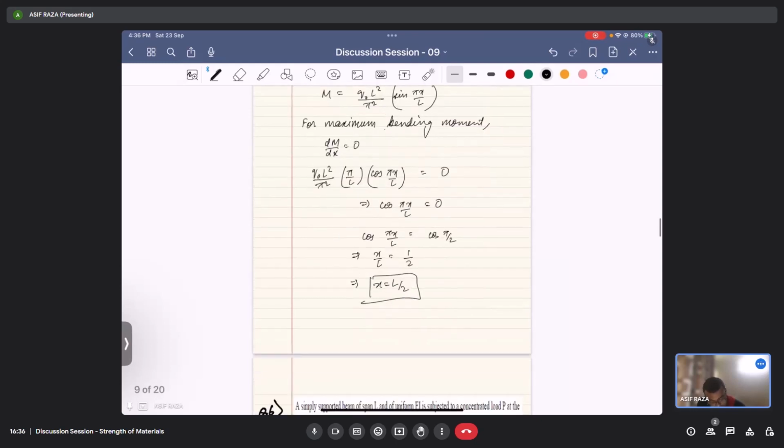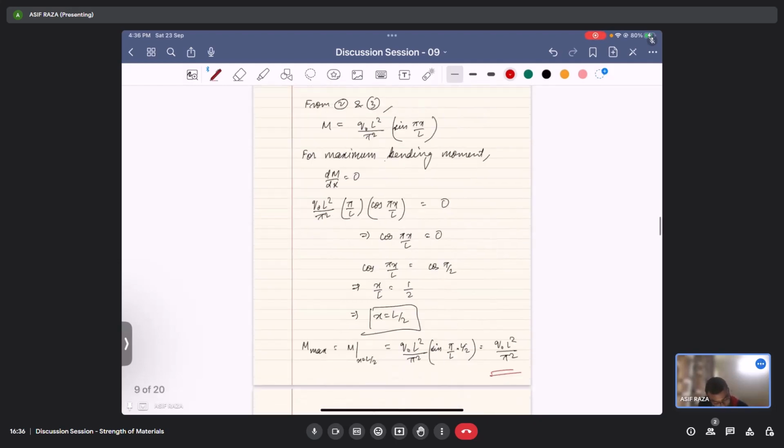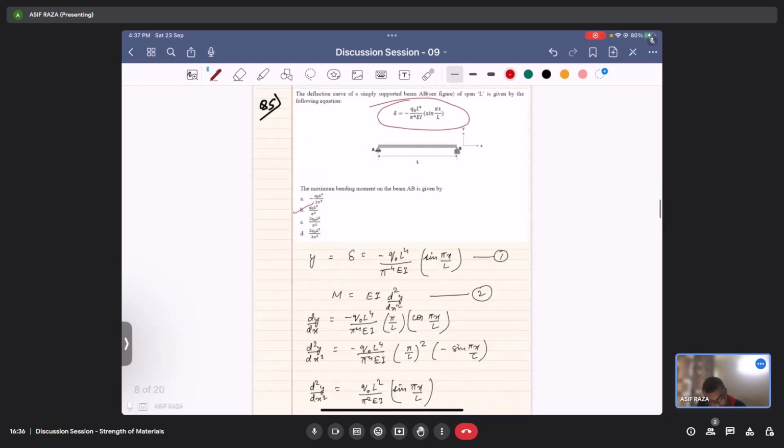Okay, so M max is M at x equal to L by 2, that is q naught L square by pi square sin of pi by L times L by 2. And this would be equal to q naught L square by pi square. Thus our correct answer would be option B, q naught L square upon pi square.